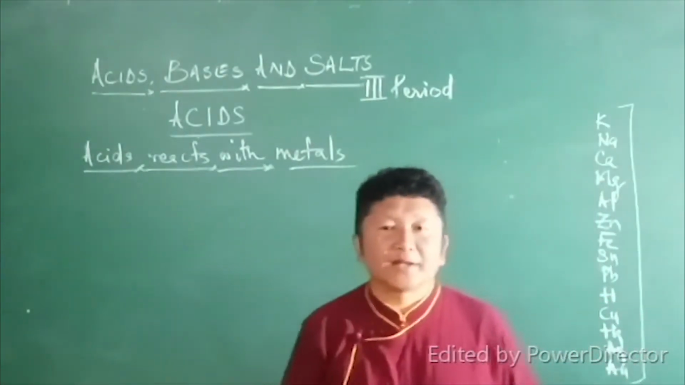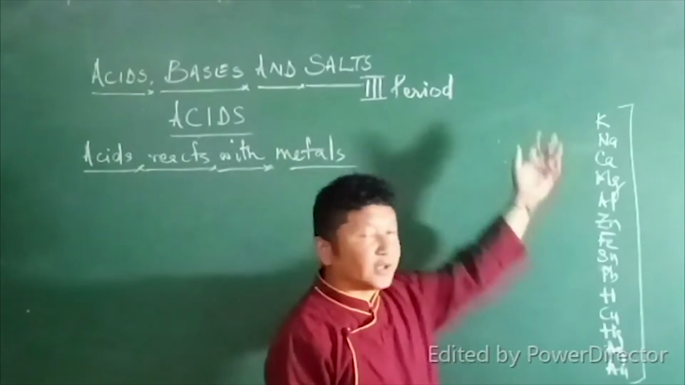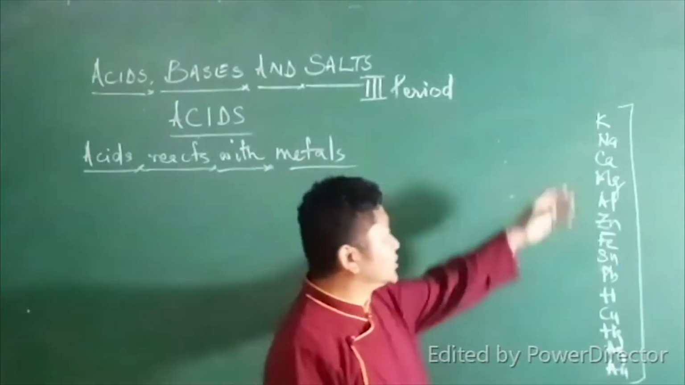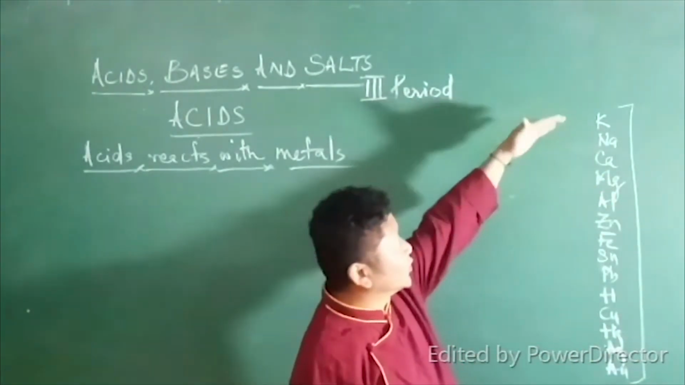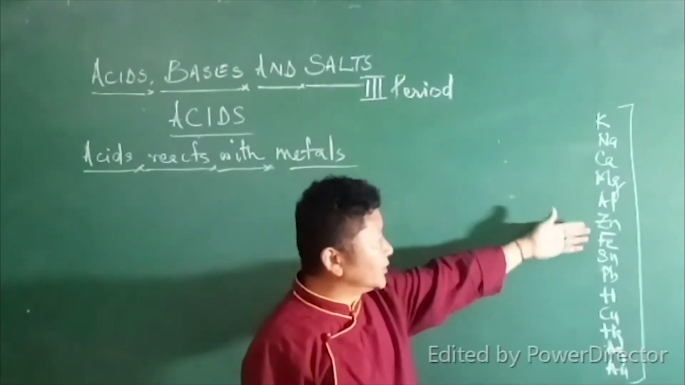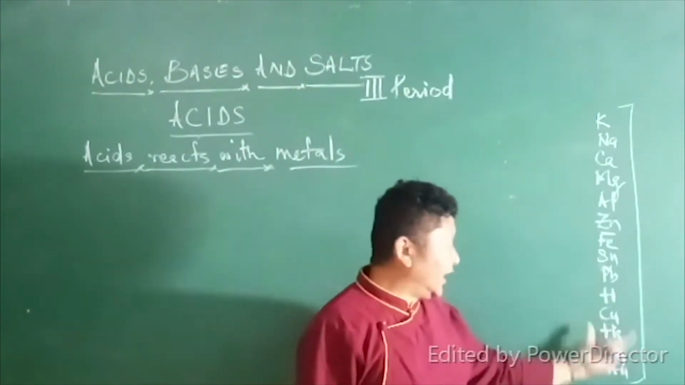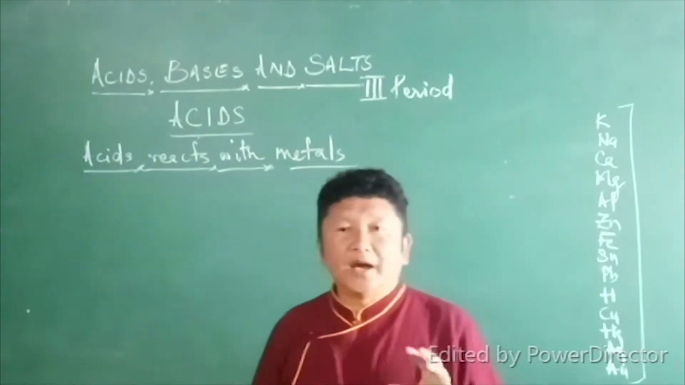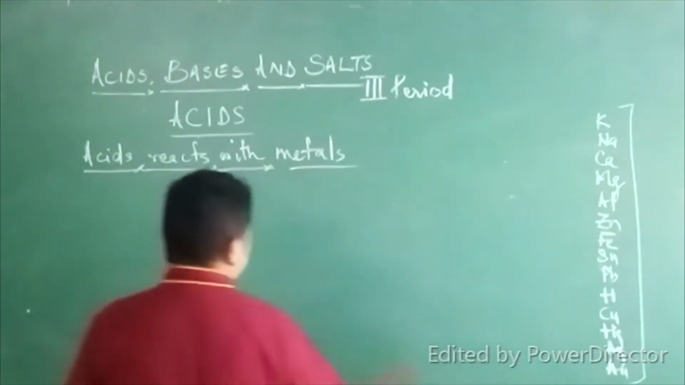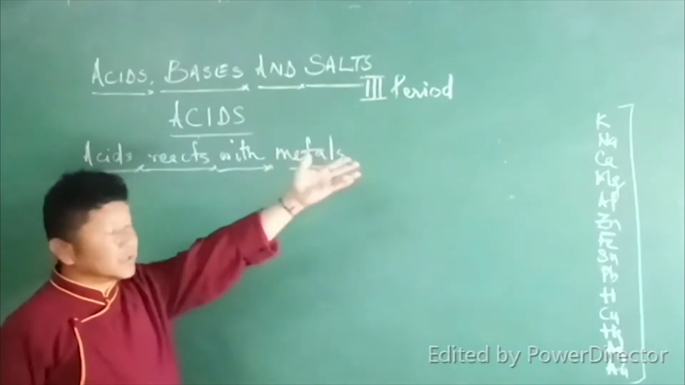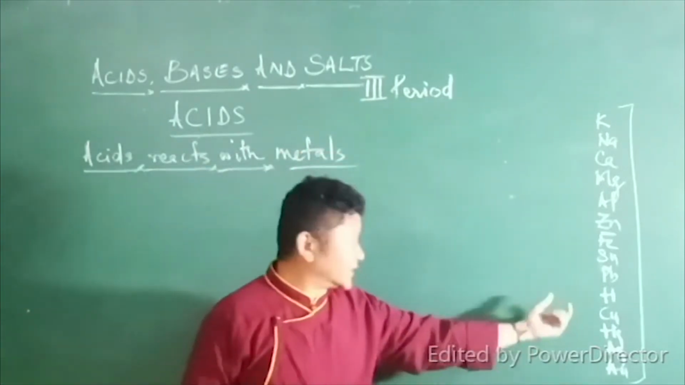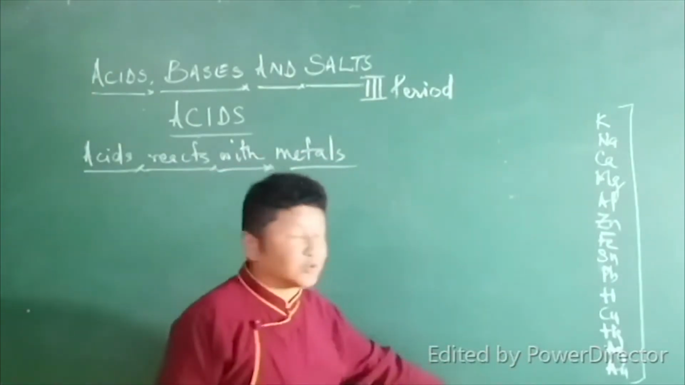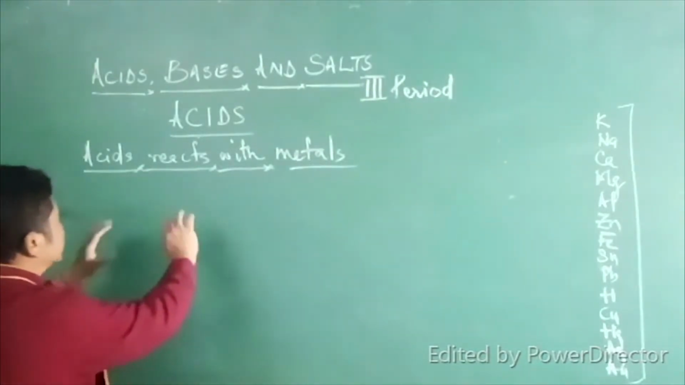These are common metals which are found in our activity series. The activity series is: potassium, sodium, calcium, magnesium, aluminum, zinc, iron, tin, lead, hydrogen, copper, mercury, silver, gold. These are common metals, except hydrogen.